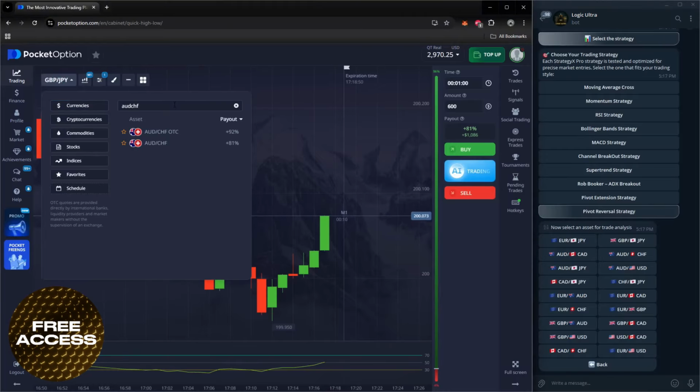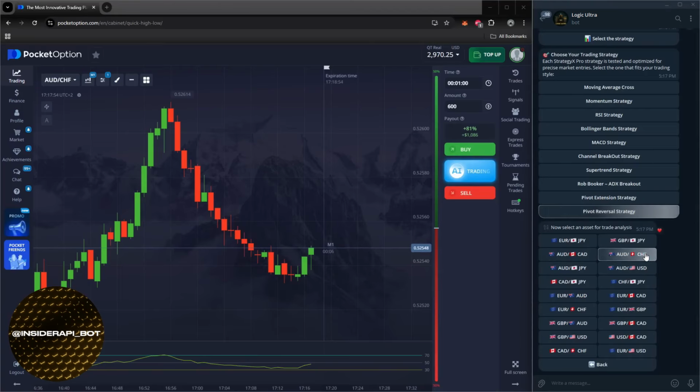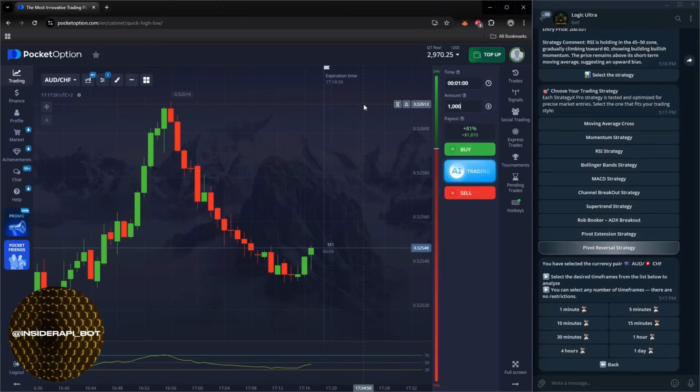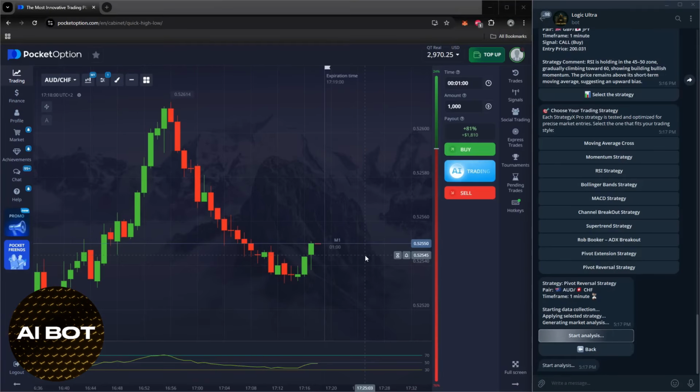So Australian dollar, Swiss franc, also pretty solid payout, so let's hit it. Australian dollar, Swiss franc, let's set it to 1000 here. 1 minute, start analysis. So you can pick the strategy that you like.